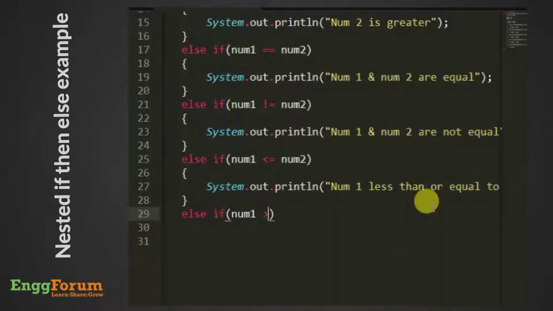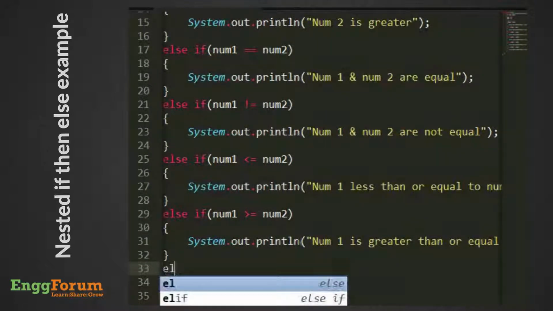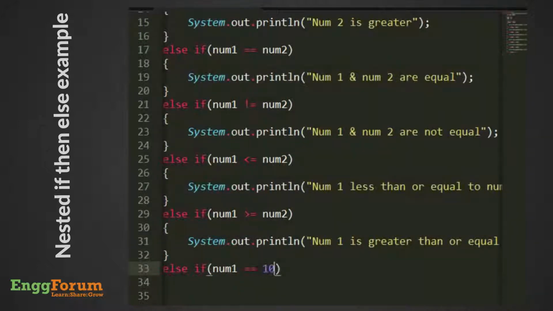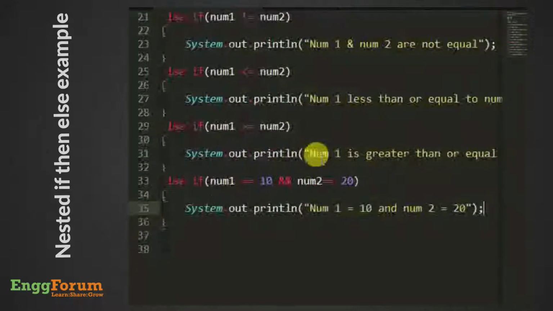Next, we have two conditions within else if statement. First, check if num1 is 10. Second, check if num2 is 20. If both conditions are true, program will enter else if. If any one condition turns false, program will skip the block. Here, we have used double ampersand symbol. Double ampersand symbol denotes conditional and operator.